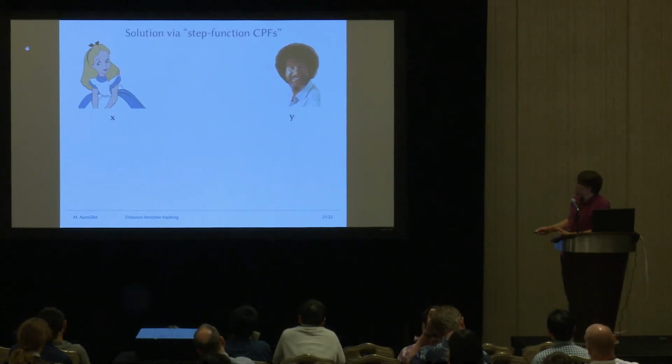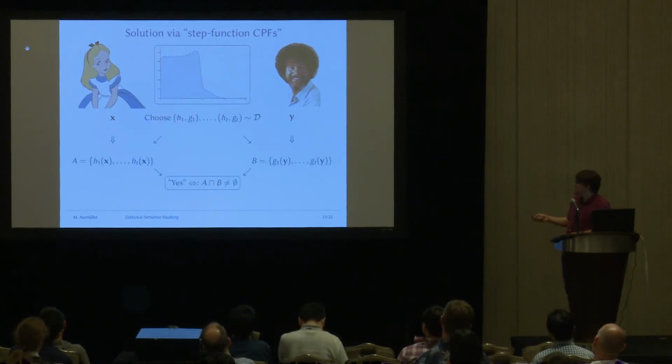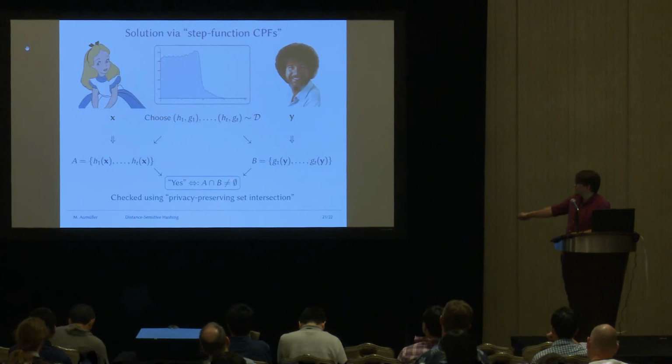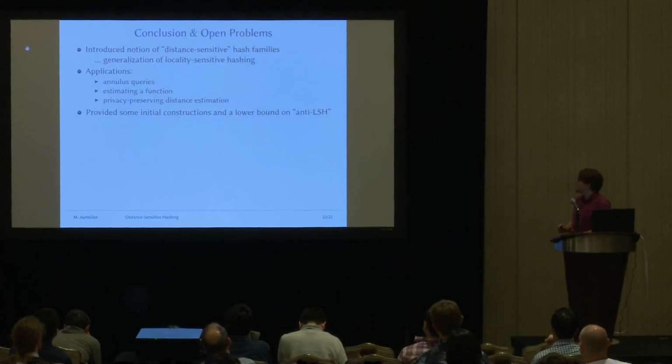That one needs some other step functions and some other annulus functions, and then each party computes hash values, and they check in a privacy-preserving set intersection way whether there is a common hash element in their sets. That's our solution, but let's not go into detail here. There's also a poster session where you can ask about this application.